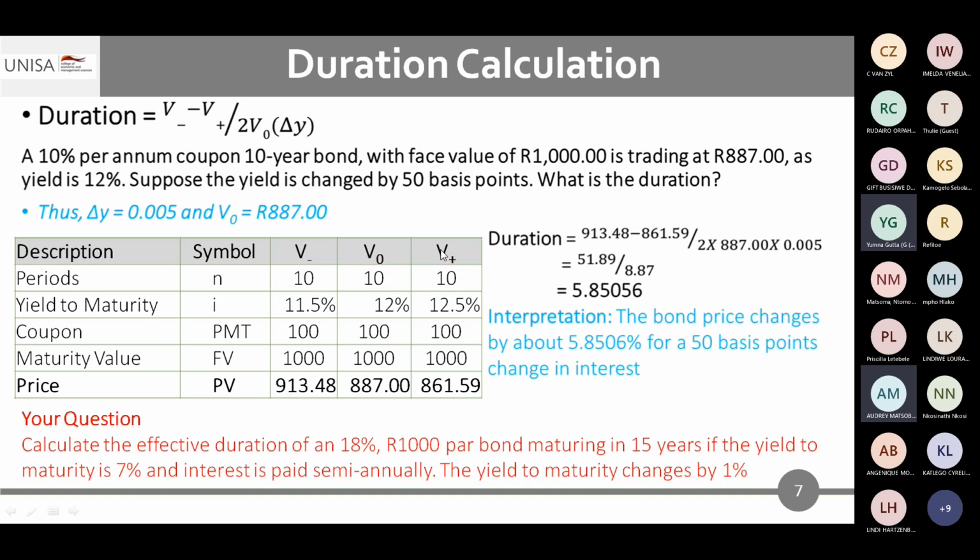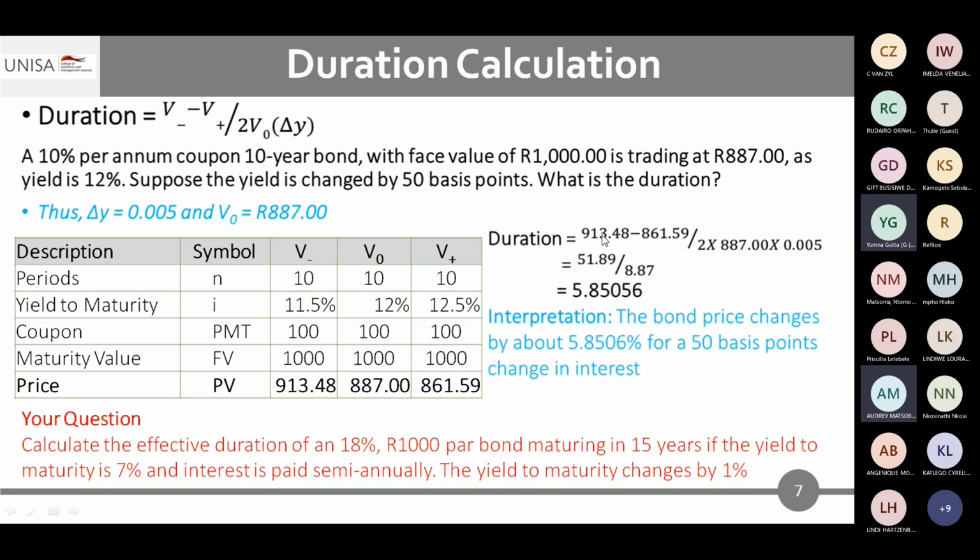So once you have computed everything in this table here, it's a simple substitution into the duration formula, right? So the duration formula says V minus subtract V plus, right? So V minus is always more than V plus because a drop in interest rates increases the price. Increase in interest rates decreases the price, right? So that's also another clue to see if you're on the right track.